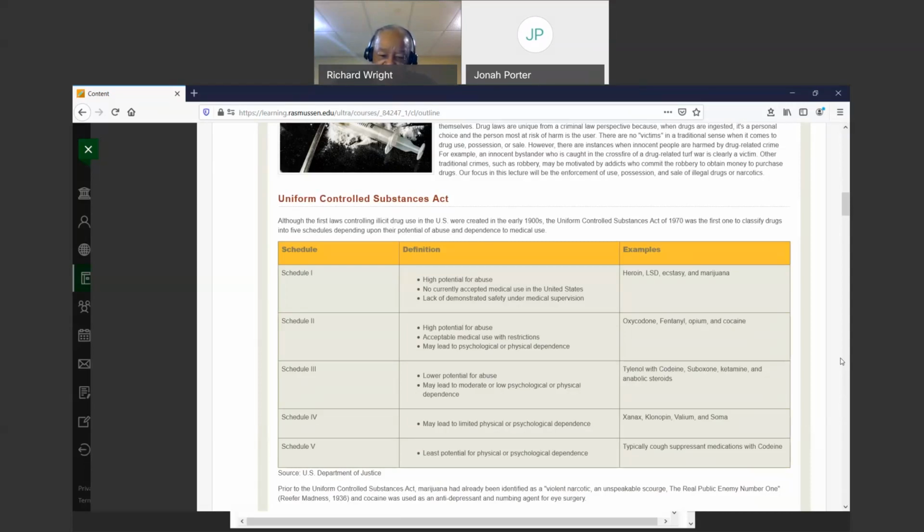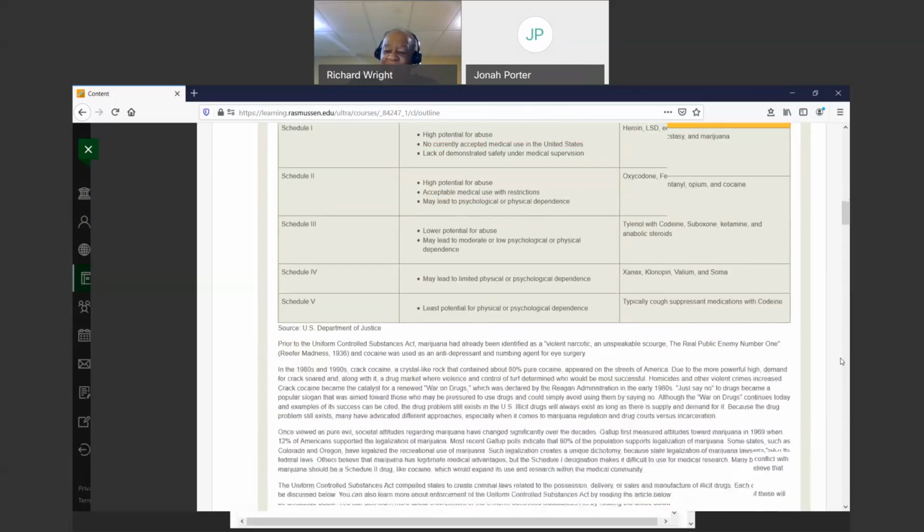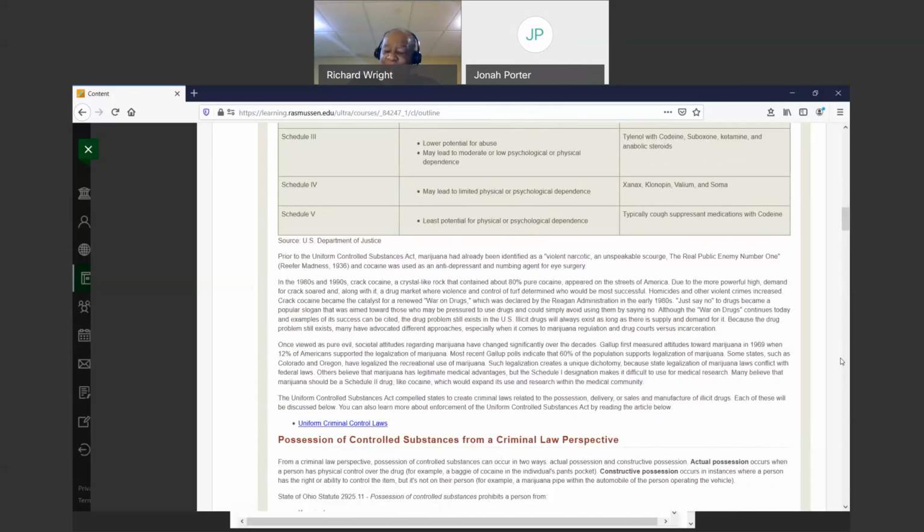Then the final schedule is cough syrup. If you notice in the stores, things that involve codeine, you can't really get them unless you go behind the counter, because they recognize now, based on the law, that individuals buy these not for medicine, but use them as drugs.